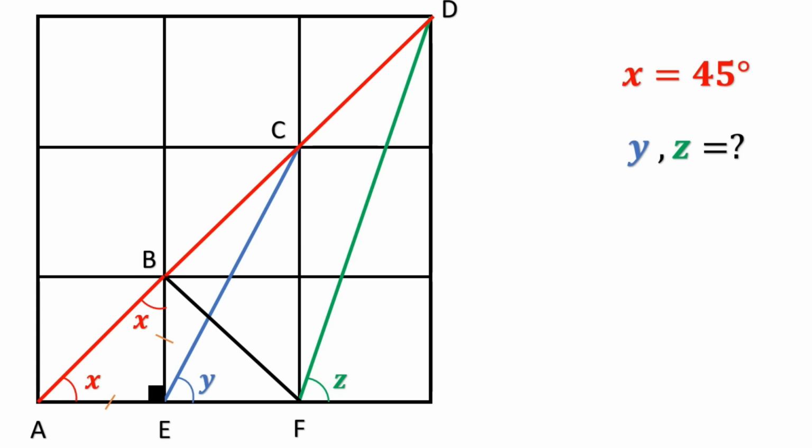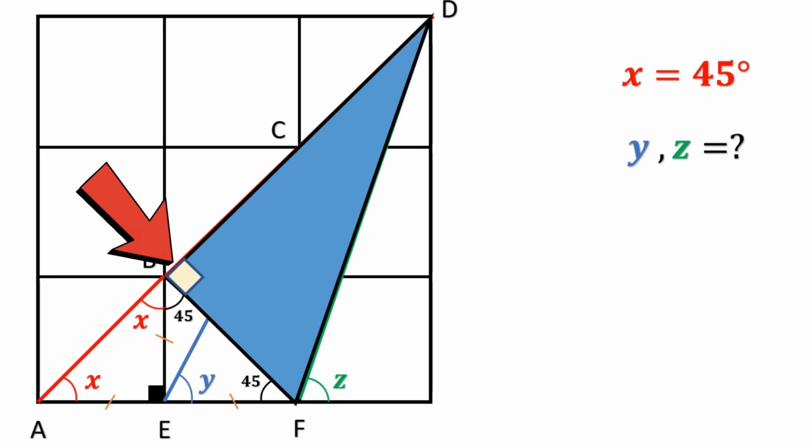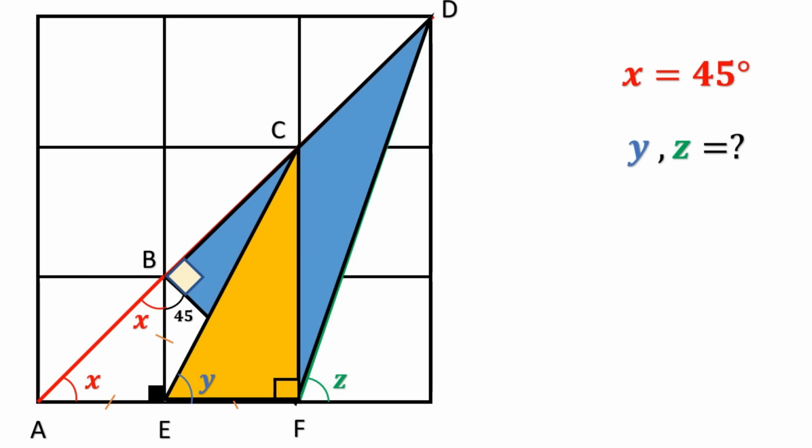Here's an important observation. In a square, every diagonal makes a 45-degree angle with the sides. So in our figure, we have 2 45-degree angles that add up to 90 degrees. That gives us a right angle at triangle BDF. So we now have a large right triangle that will help us solve everything. At the same time, we also have a smaller triangle CEF. And angle y is one of its angles.